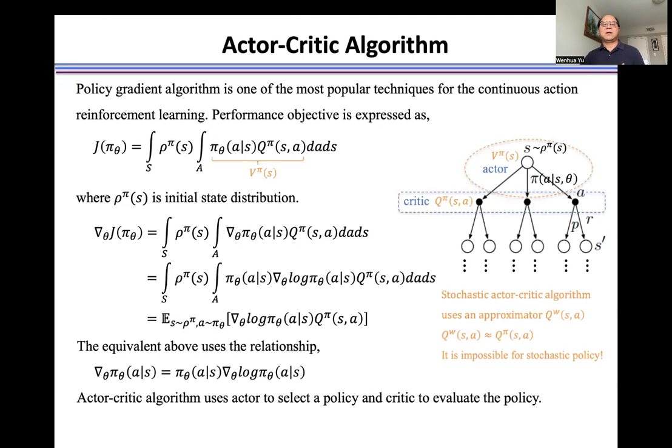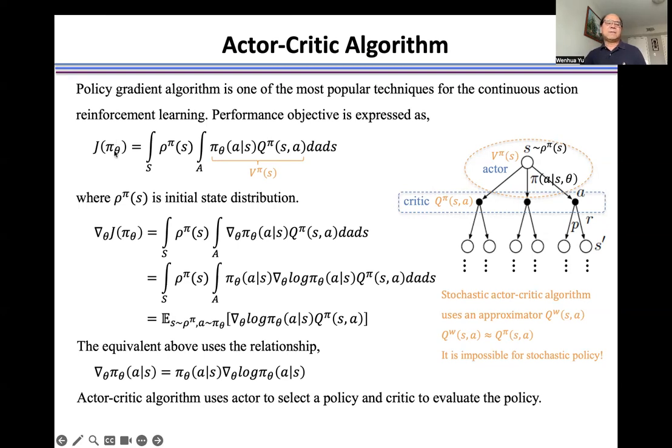Based on the Markov decision process, we define the objective function G. G is the function for the policy. Based on the Markov decision process, we can express this objective function as a state distribution, policy, and Q function.